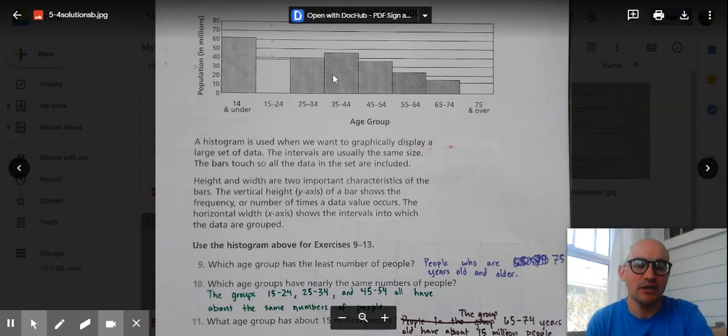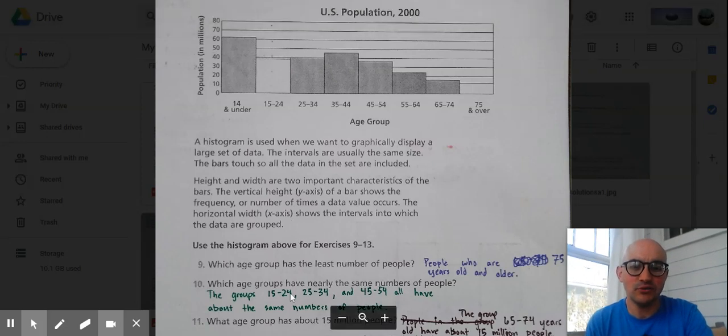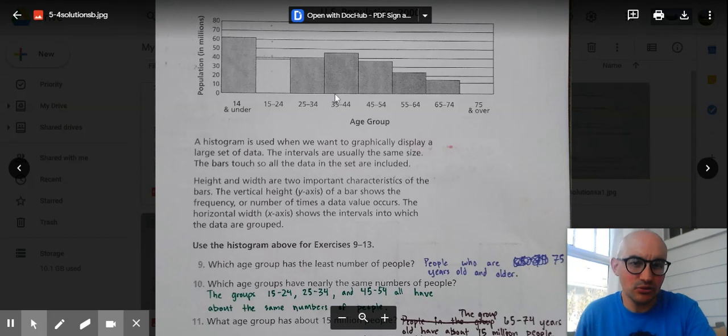So I would say those three groups, 15 to 24, 25 to 34, and 45 to 54, all have about the same numbers of people. I would also count it correct if you included 35 to 44 with that group, because even though it's a little bit larger, I'd still say that's close enough. I think that still counts. Okay.